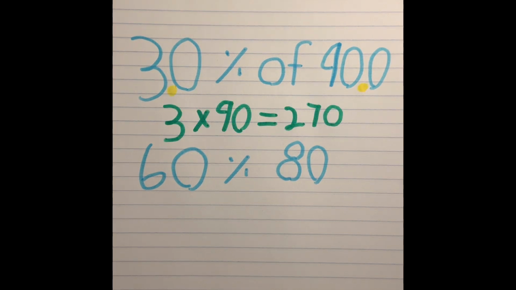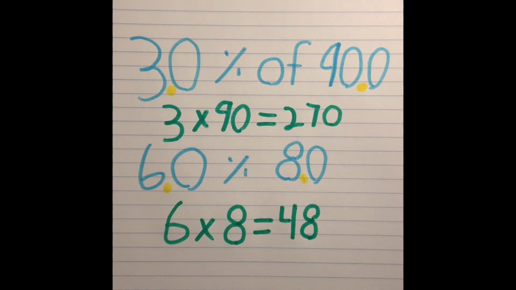All right, so just like the last ones, we move the decimal place over 1. 3 times 90 equals 270. So 30% of 900 is 270. All right, by now, you should be able to calculate these in your head. 6.0 times 8.0 equals 48. Simple math.